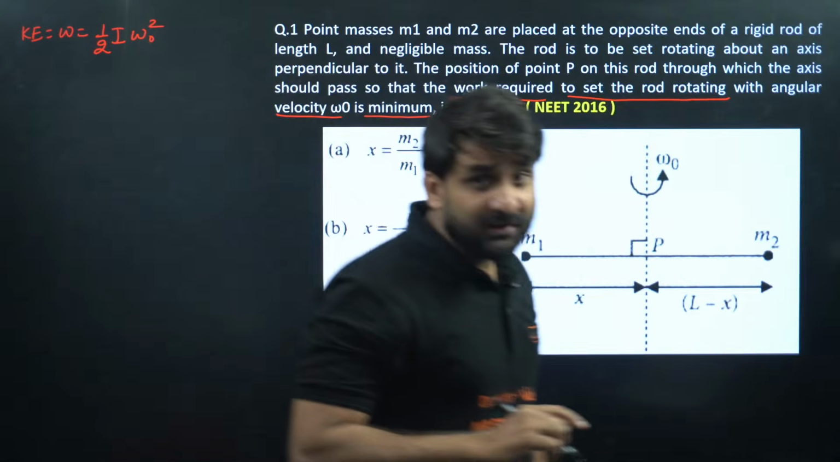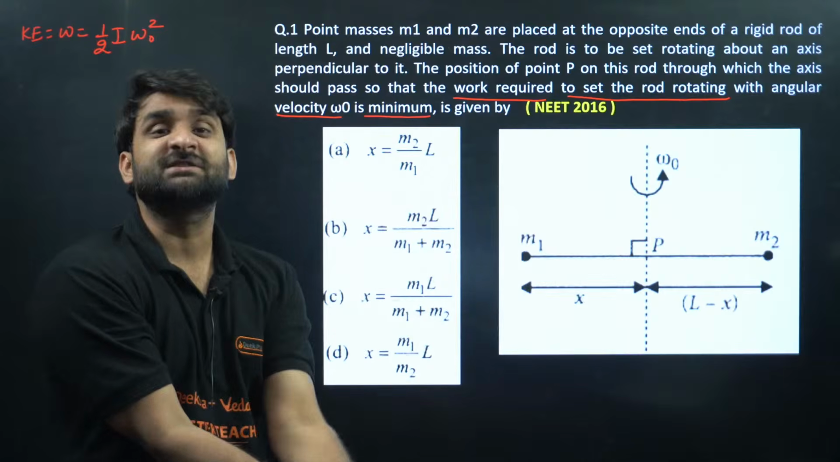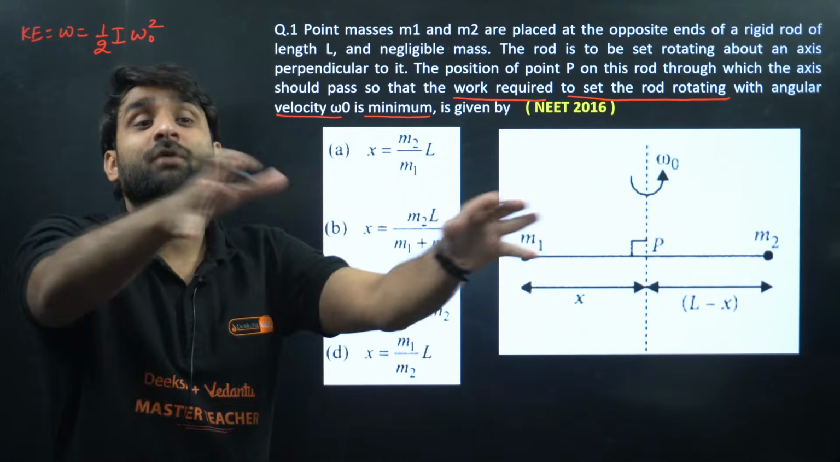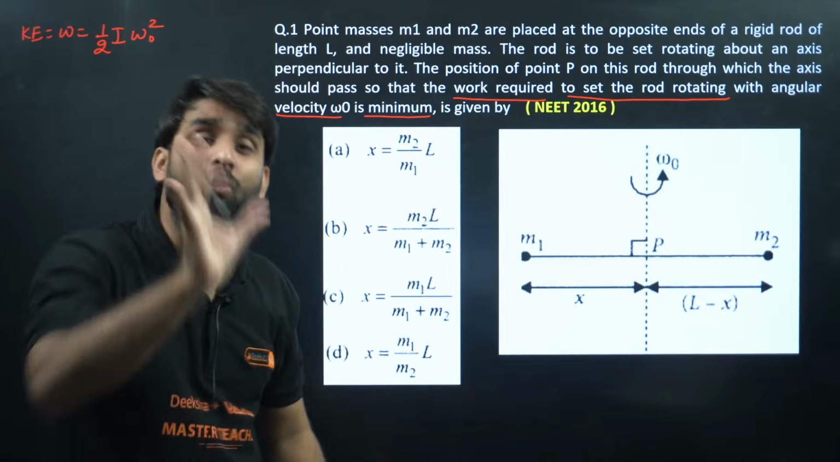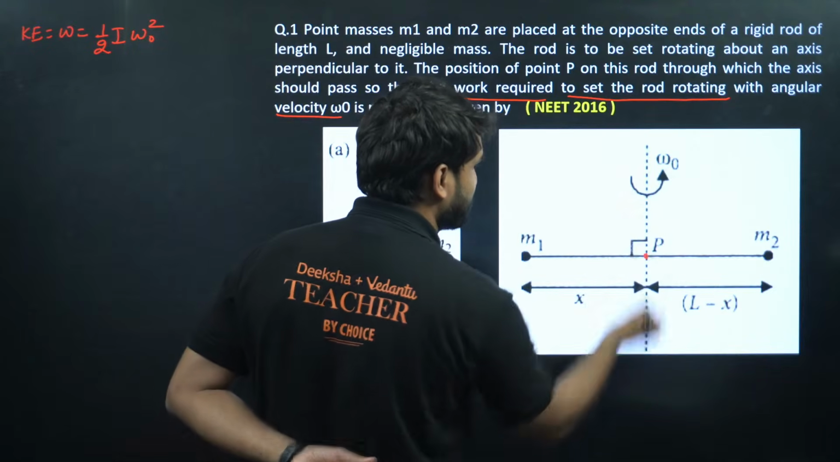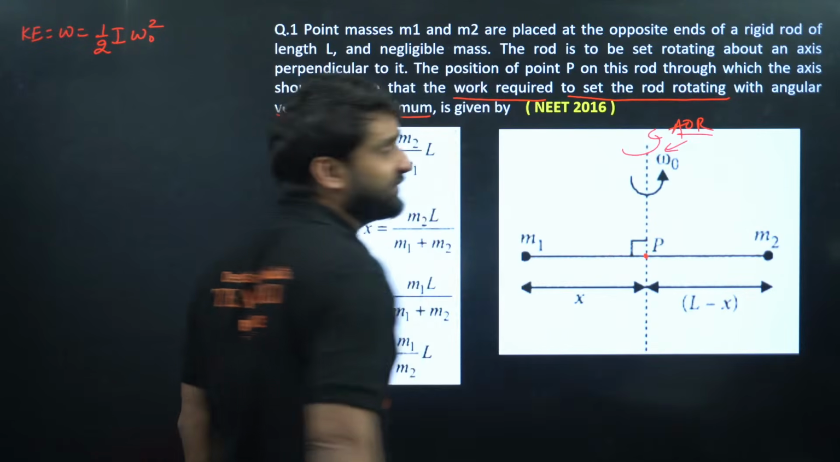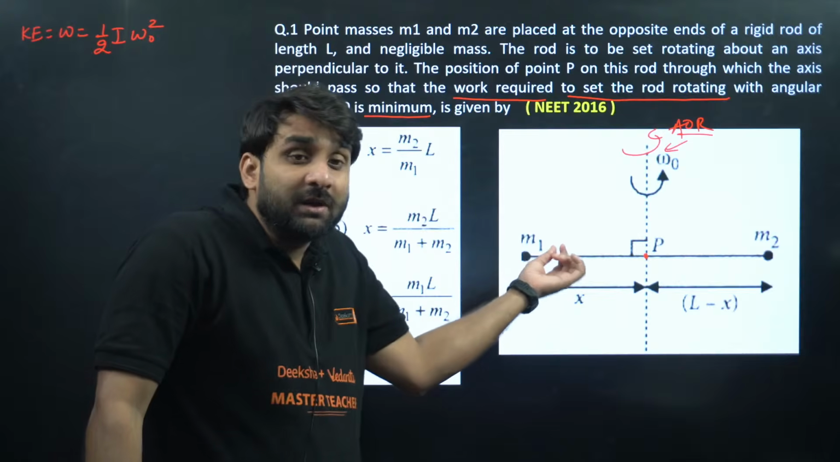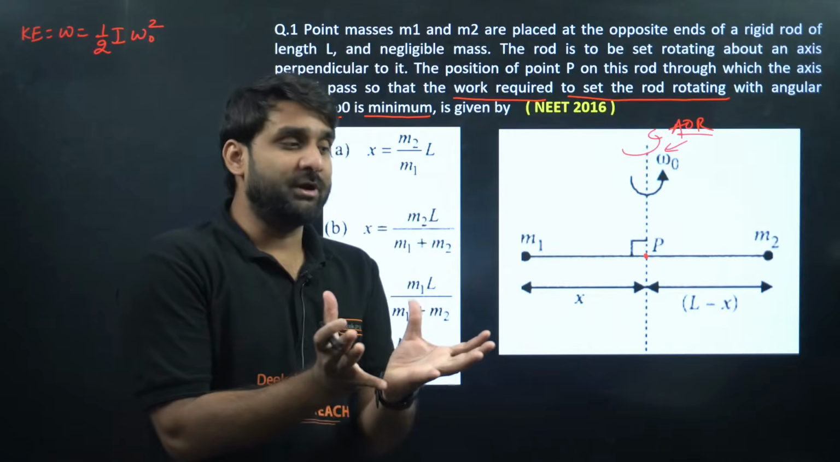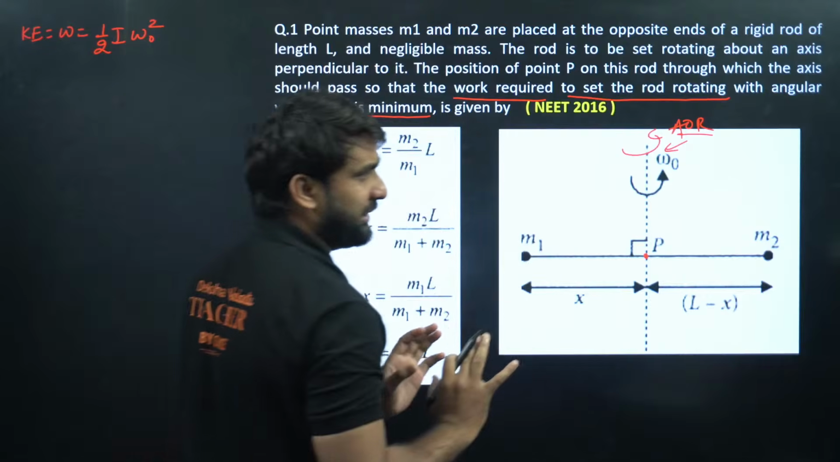I is what? I is the moment of inertia of the whole system. So we have to find out the moment of inertia of the whole system, with this as our axis of rotation. First we have to find the complete moment of inertia. So what will be the complete moment of inertia?